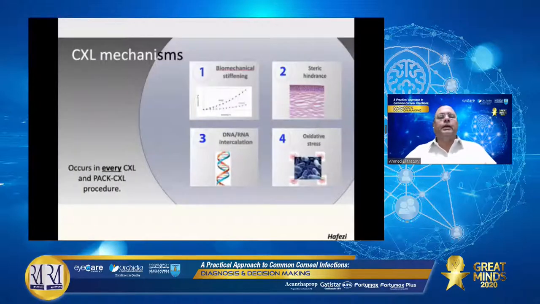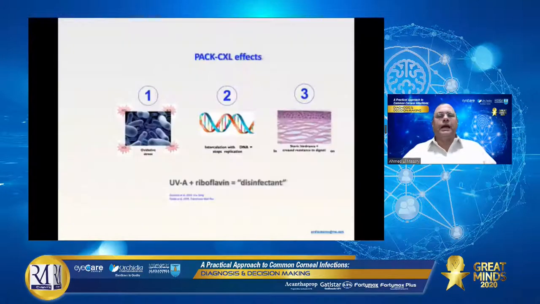So simply, the mechanisms in both of them are similar, but in the PEC cross-linking, we add the intercalation with the DNA and RNA and the oxidative stress that results from this action. This oxidative stress with the intercalation results in steric hindrance and increased resistance to digestion. And please stress on this statement, the resistance to digestion, because it will result later in less scar that will be left from the scar that is given from the antimicrobial treatment.